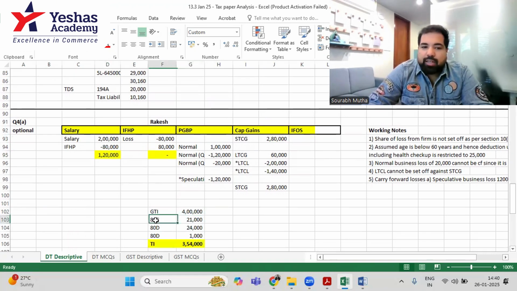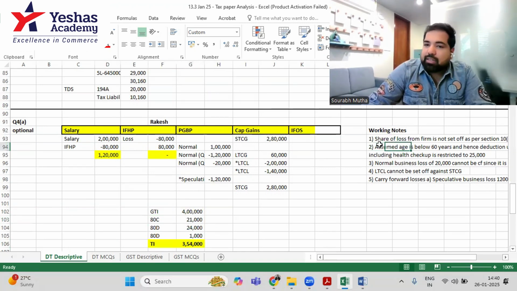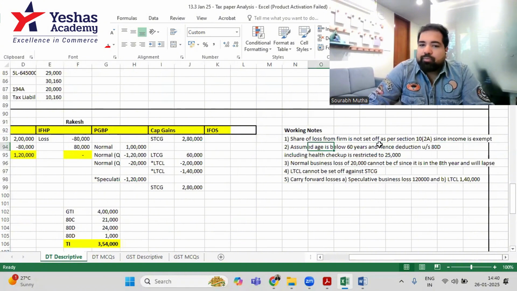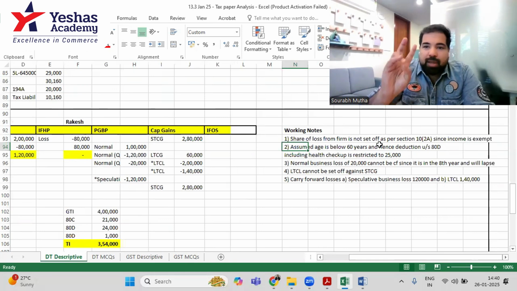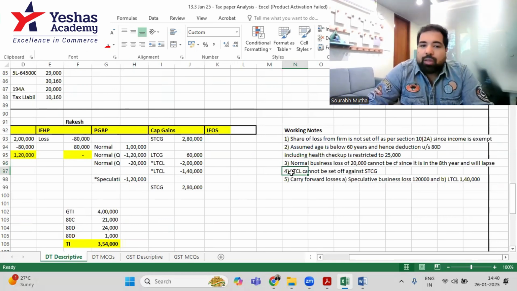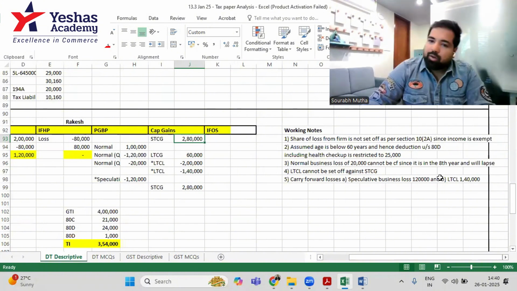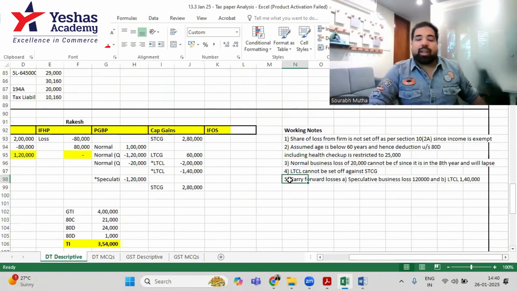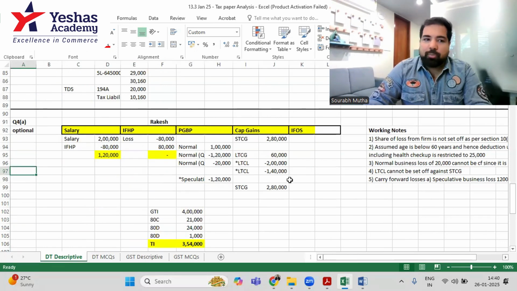You get three reductions, 80C, 80D, 80D, and your total income is 3 lakh 54,000. Let's see the working note. Share of loss on the firm, that working note. Assumed age is below 60 years, and hence deduction under 80D is maximum 25,000. The normal business loss of 20,000 cannot be carried forward since it is from the eighth year and will lapse. Long-term capital loss cannot be set off against this 2 lakh 80 because it is unique blood. And the speculative loss has to be carried forward, and long-term capital loss has to be carried forward. This will get you 6 really, really, really good marks.